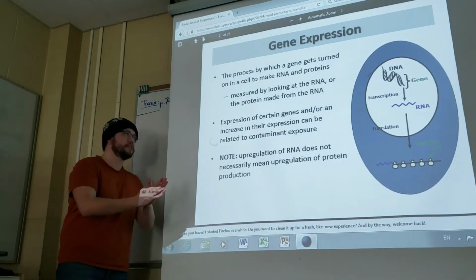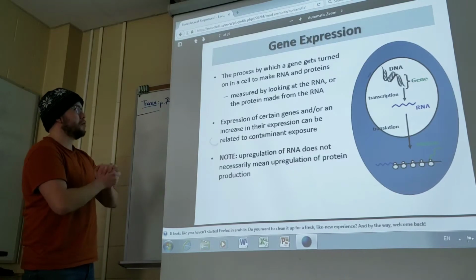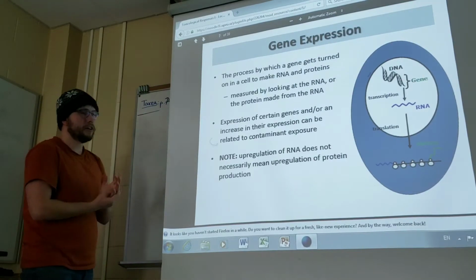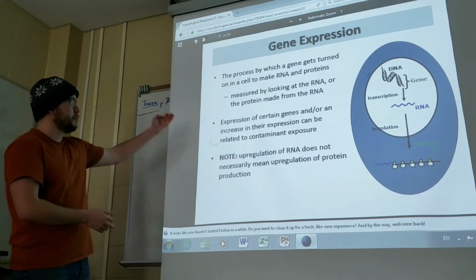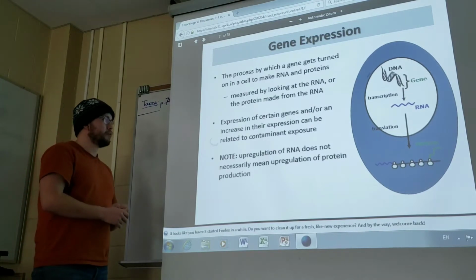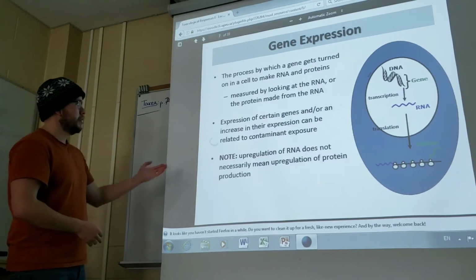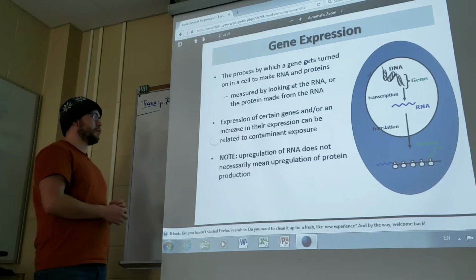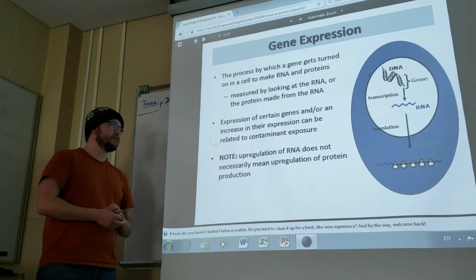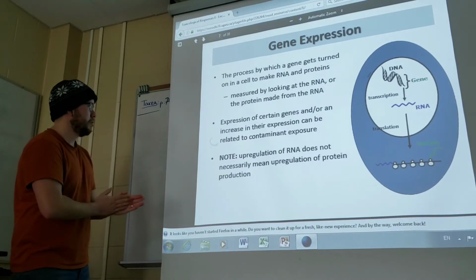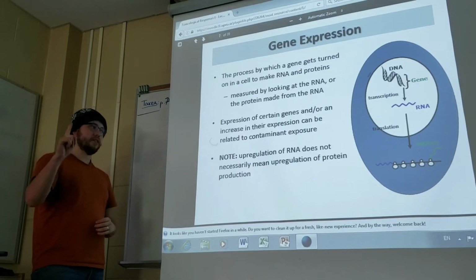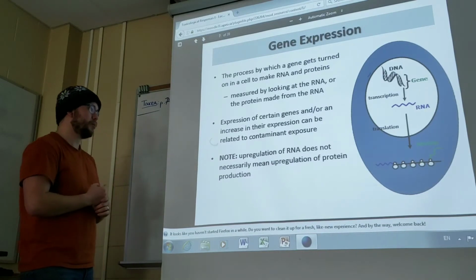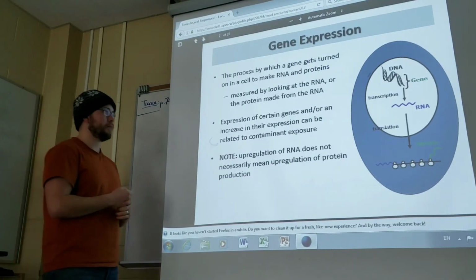So then this leads to gene expression, the process by which a gene gets turned on in a cell to make RNA and proteins. It's measured by looking at the RNA or the protein made from the RNA. An expression of certain genes and/or an increase in their expression can be related to contaminant exposure. So note, the upregulation of RNA does not necessarily mean upregulation of protein production.